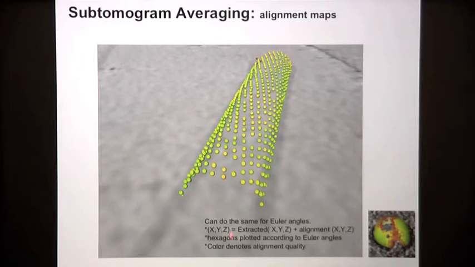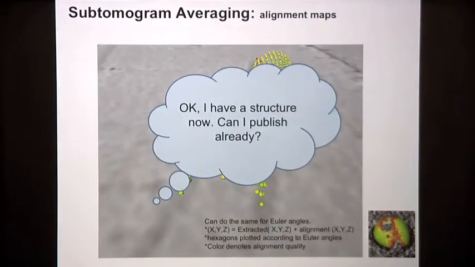One should always plot the aligned positions back onto the tomogram to see if they make sense or not. We can, of course, do the same for Euler angles, and instead of placing a spherical dot, we can place a more complex shape back onto the tomogram and see whether the Euler angles make sense or not. And they should make sense. If they form a lattice, then the adjoining subtomograms should be in the same plane.